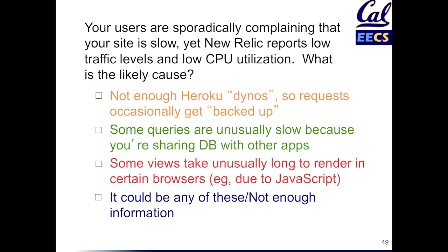There's not enough dynos on Heroku, so requests are getting stalled at the front end. There are some queries that are unusually slow, maybe because there's other apps sharing your shared database, so requests are getting stalled at the back end. Some views are taking unusually long to render, so maybe they're getting stalled in the browser because of JavaScript. Or, not enough information to determine.